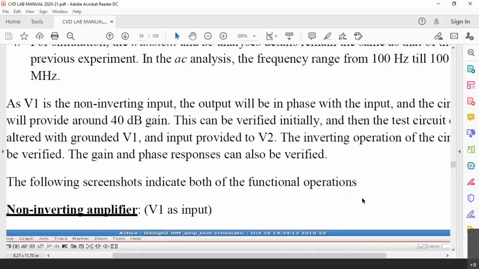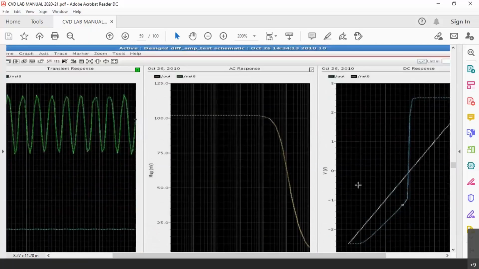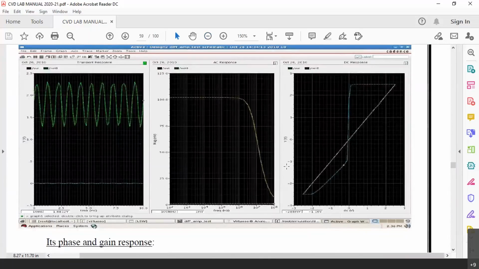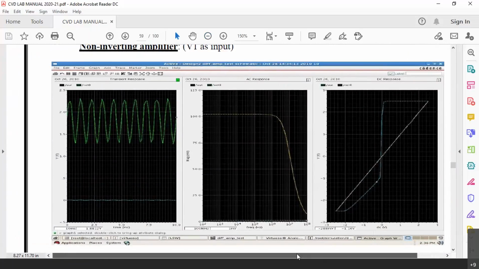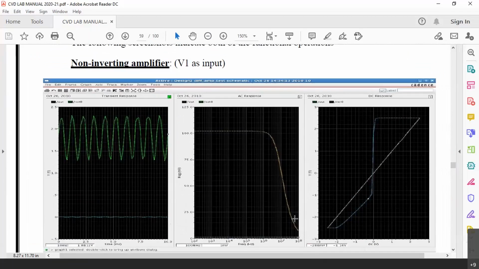Now we can perform transient analysis, DC analysis and AC analysis. And you can see the output here. I hope you can see it now clearly. This is a non-inverting amplifier with V1 as input. You can see the transient analysis here, where input is shown at the bottom.